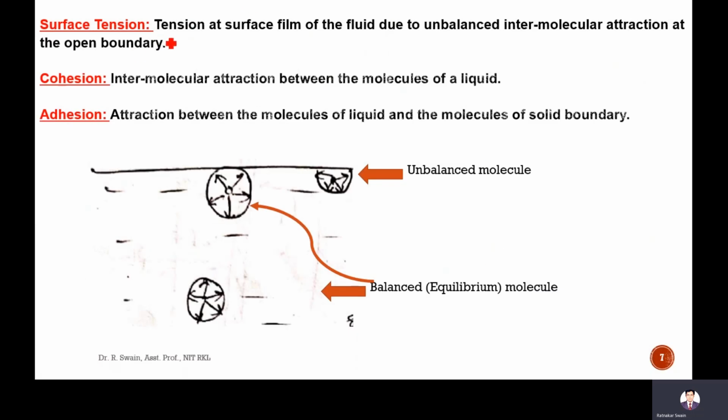This is about surface tension. Surface tension is the tension at the surface film of the fluid due to unbalanced intermolecular attraction at the open boundary. This is a liquid. Inside here you have a molecule inside, and one molecule at the surface. Here you see the cohesive forces between the molecules of the fluid.